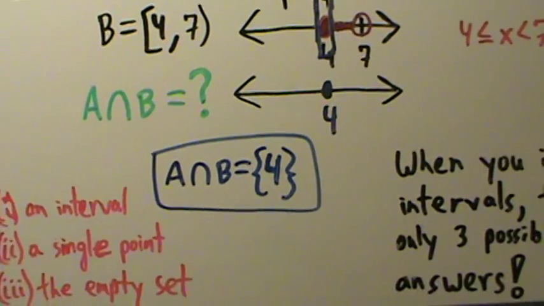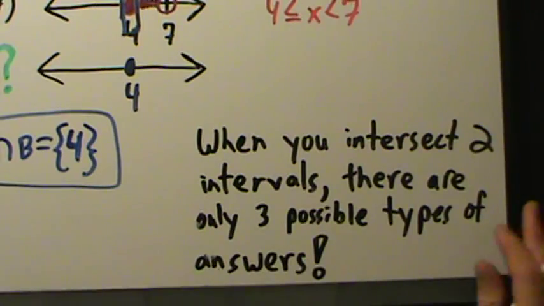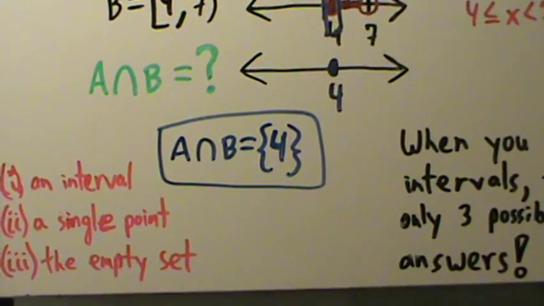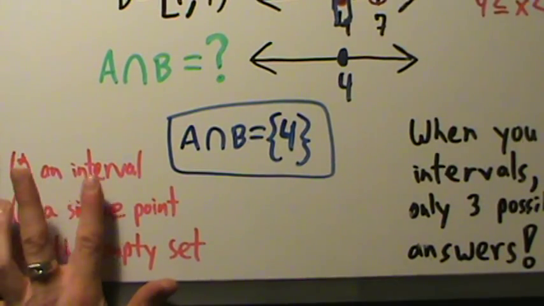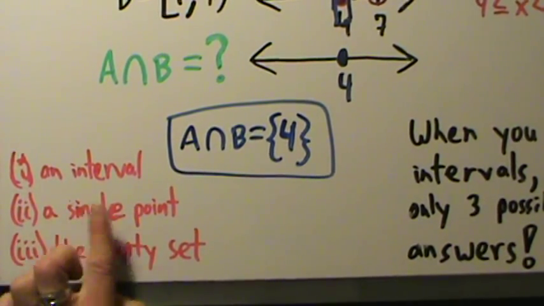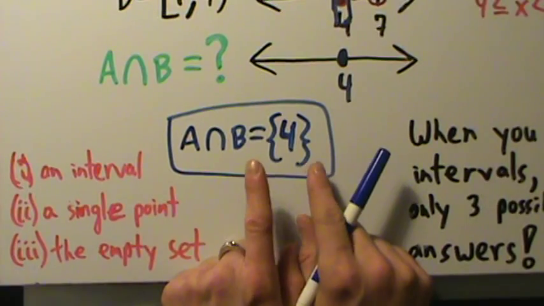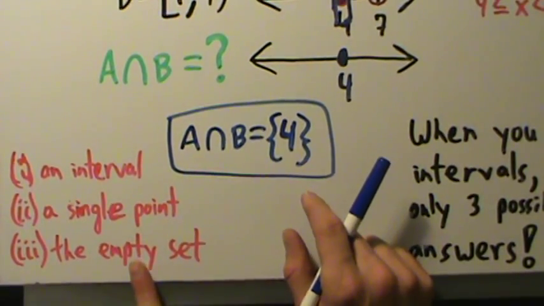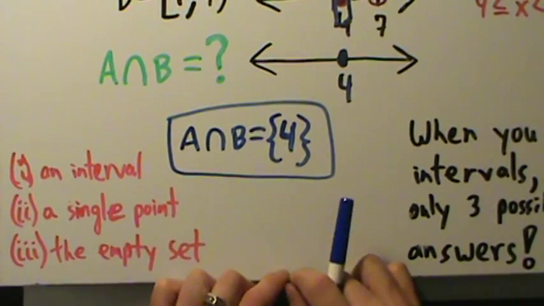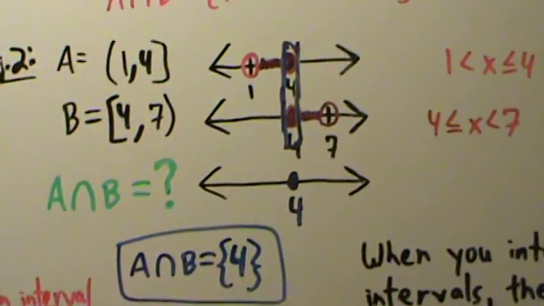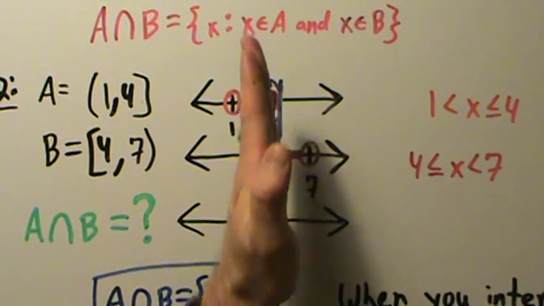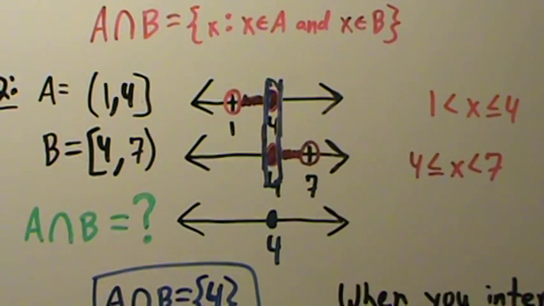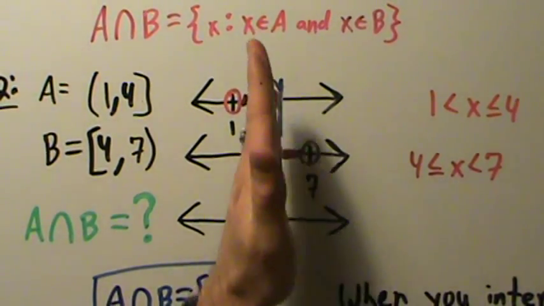Okay, so again, when you intersect two intervals, there are only 3 possible types of answers. Your first possible type is an interval, that's what we saw in example 1 in the previous video. Second possible type is a single point, which is what we had just now. And then the third type is the empty set, which you may guess is what's coming up in example 3. So anyway, again, we just did exactly the same thing we did in example 1. Draw each on a number line, line up the numbers, and then look for the overlap. In this case, it just turned out the overlap was only one single point.